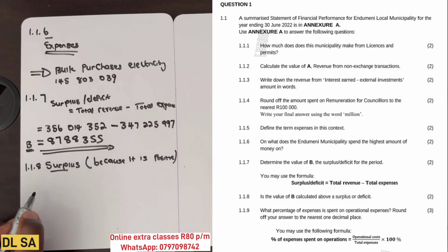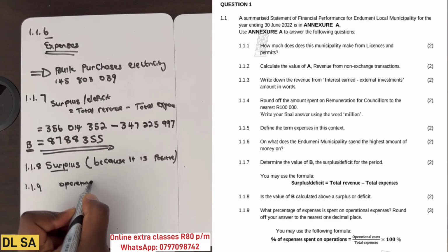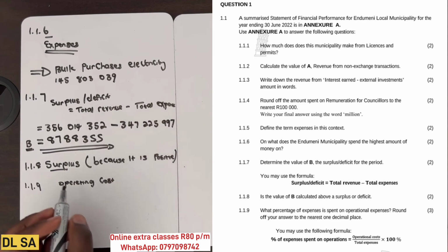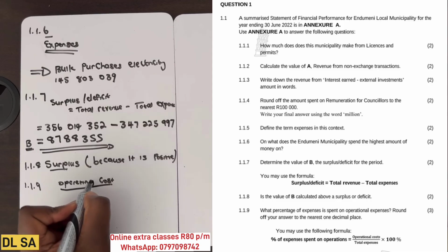I believe this is the final question, 1.1.9. The question says, what percentage of expenses is spent on operating expenses? Round off your answer to the nearest one decimal place. So we are given a formula, which is operating costs. Remember that operational expenses are day-to-day expenses, the ones that keep a business or the municipality in this instance running.